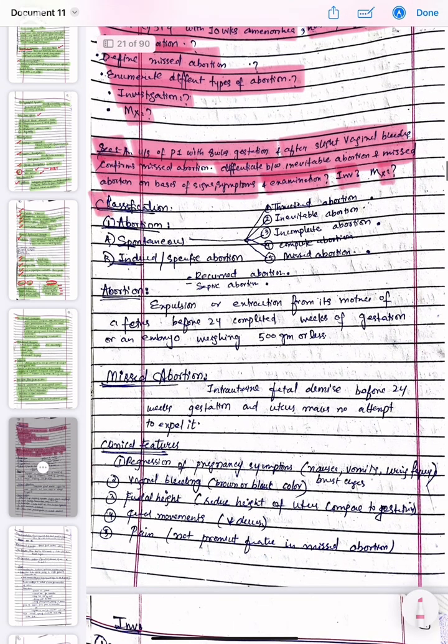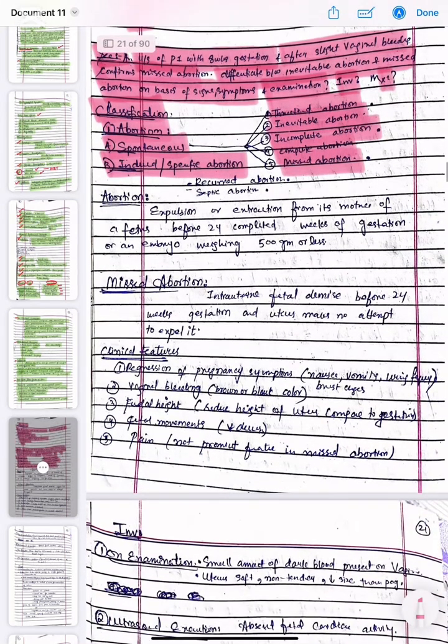So we are having the classification of abortion as spontaneous abortion and induced or specific abortion. In spontaneous abortion, we are having threatened abortion, inevitable abortion, incomplete abortion, complete abortion, and missed abortion. Then we are having the recurrent abortion and septic abortion.